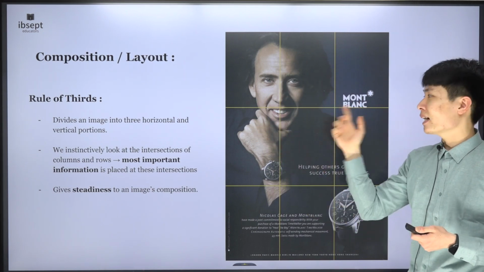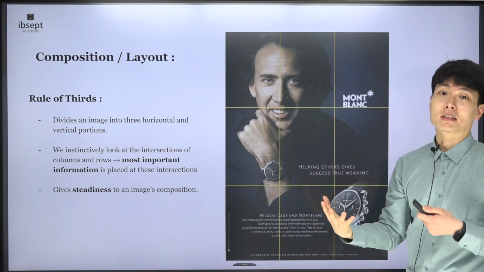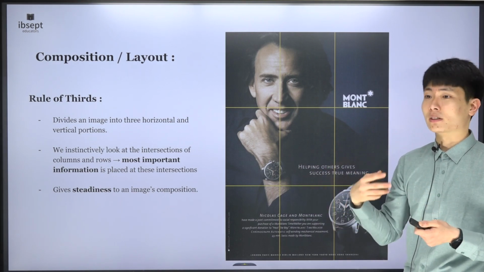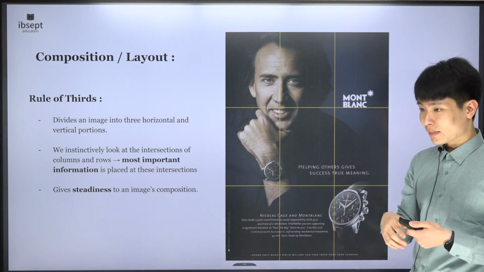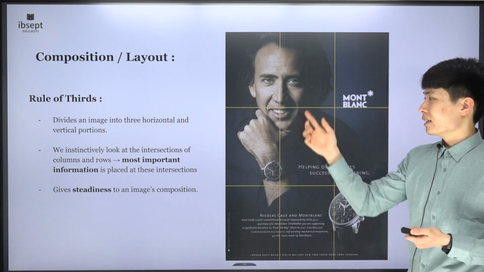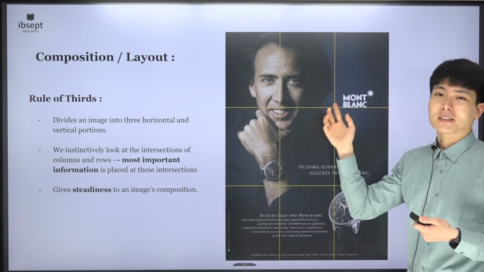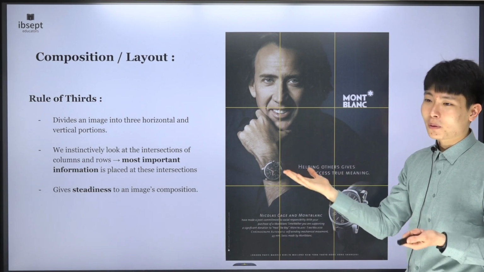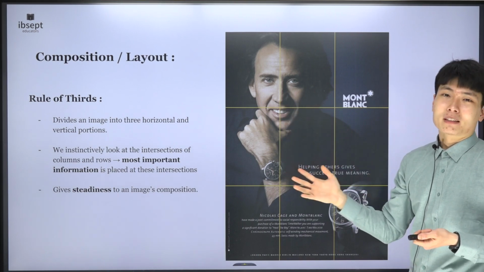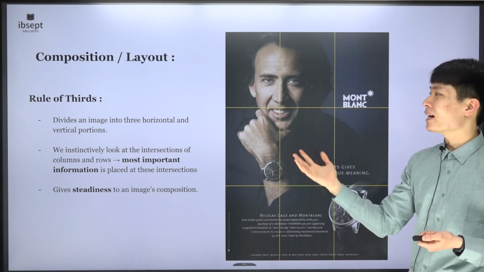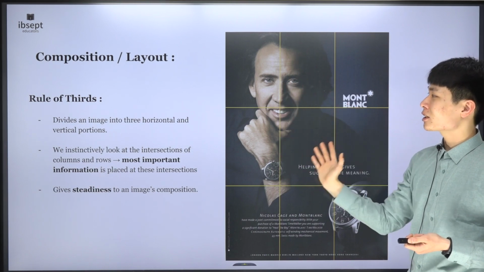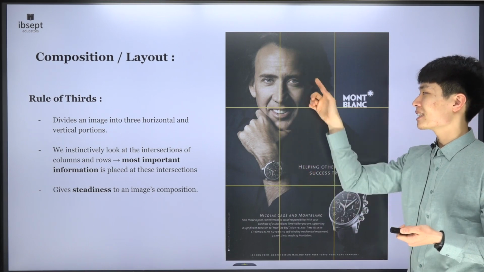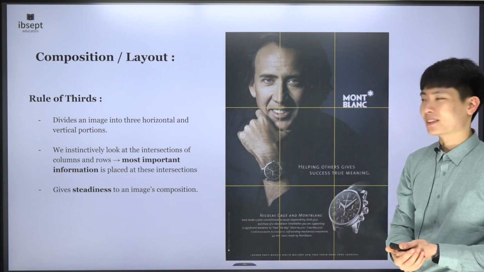I don't know if you recognize him, but that is Nicolas Cage. He's a very famous actor from the late 90s to the early 2000s. His trademark, his signature, so to say, is that very distinct smile of his. Of course, because people recognize Nicolas Cage by his smile, this advertisement has strategically positioned him so that his smile falls on that intersection.